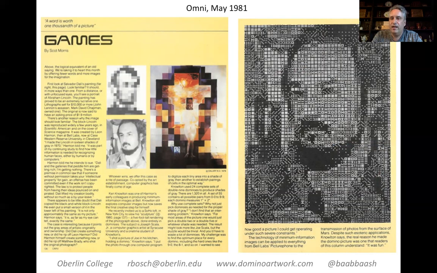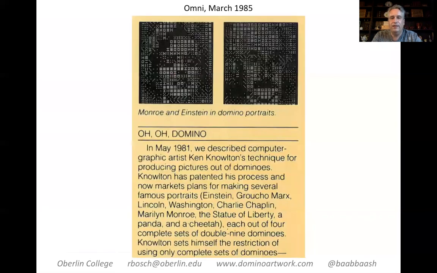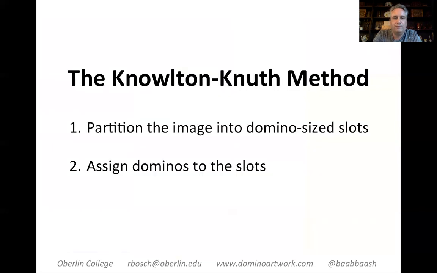Here we see Ken Knowlton's 24 complete set portrait of his friend Joseph Scala. This was from the May 1981 issue. And then in March 85, we see four complete set portraits, one of Marilyn Monroe, one of Albert Einstein. So really all of the work that I do is done in an attempt to be like Ken. I'm emulating Ken Knowlton.